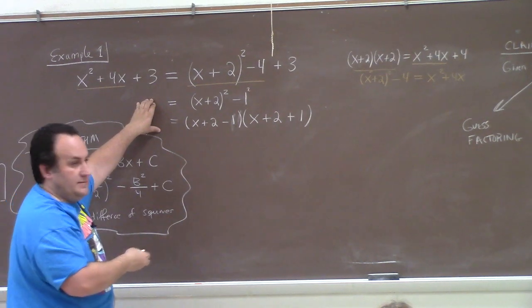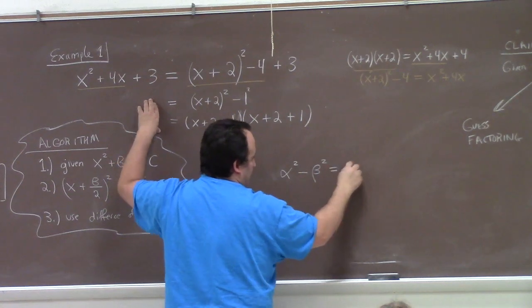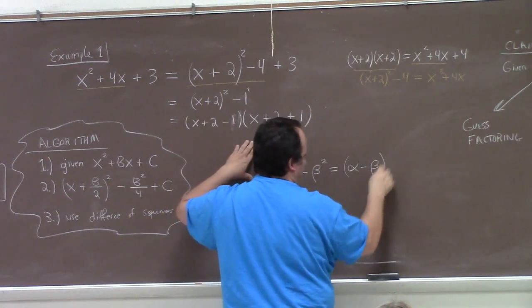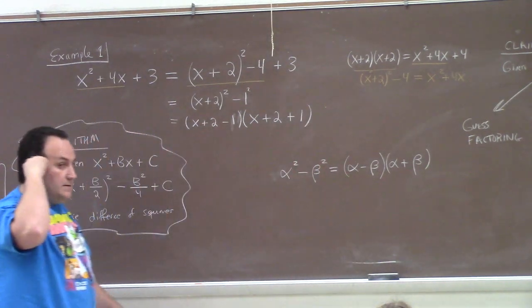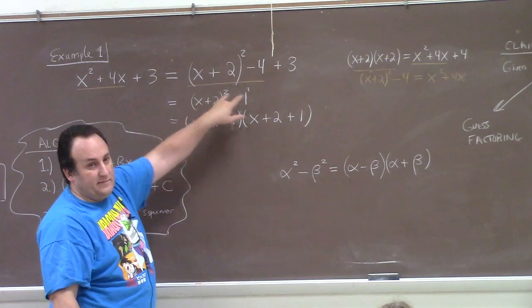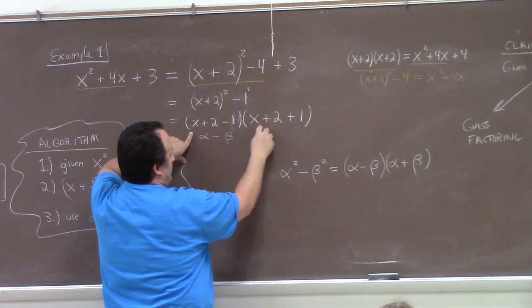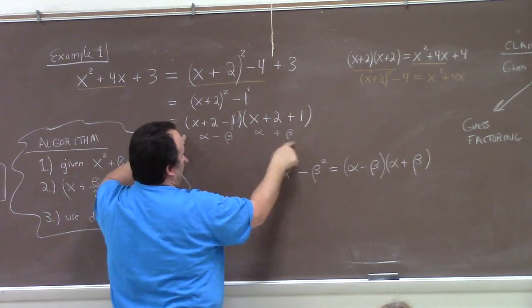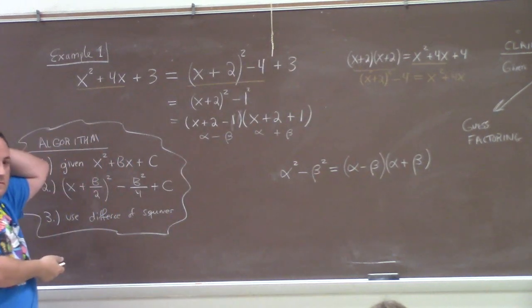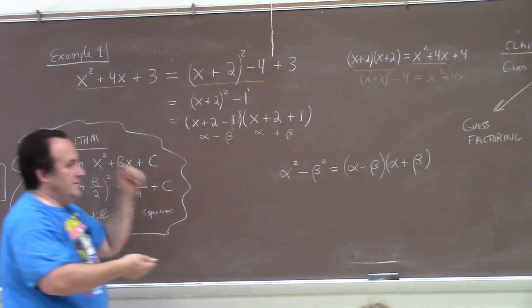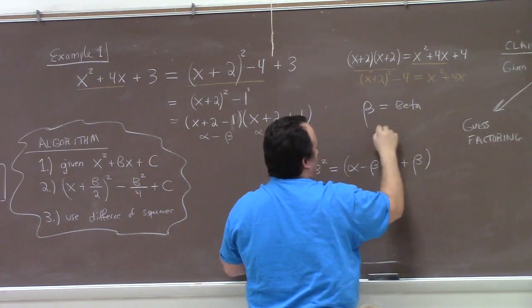You don't follow? So again, alpha squared minus beta squared is alpha minus beta times alpha plus beta. That's the difference of squares. Right, because when I multiply that out, I get back to there. This is beta. This is alpha.